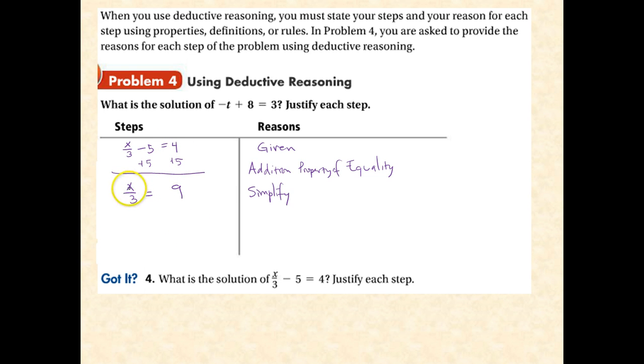And now I got x divided by 3. So what I can do is the opposite of dividing by 3, which is multiplying by 3. And that is using the multiplication property of equality. Okay, now I'm going to simplify some more. And I get x equals 27. Bada boom.